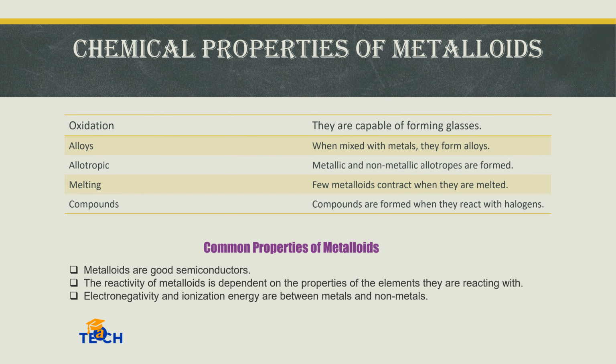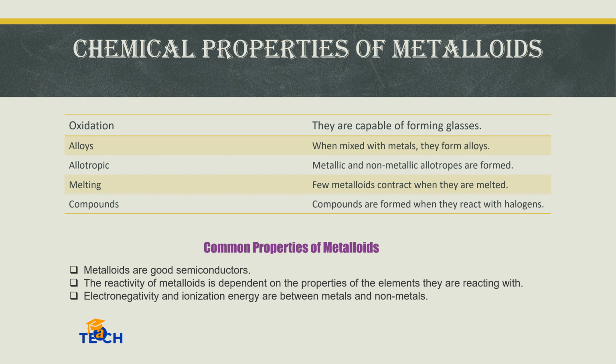Chemical properties of metalloids. They are capable of forming glasses. When mixed with metals, they form alloys. Metallic and non-metallic allotropes are formed. Few metalloids contract when they are melted. Compounds are formed when they react with halogens.